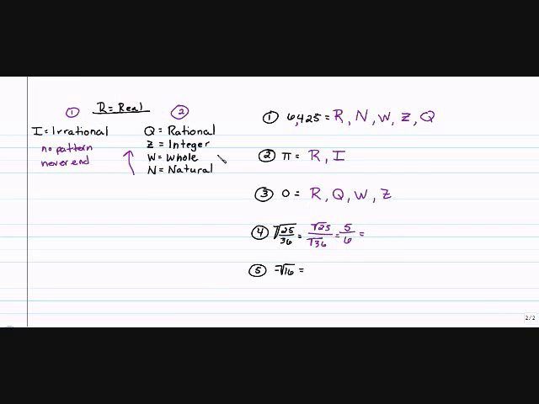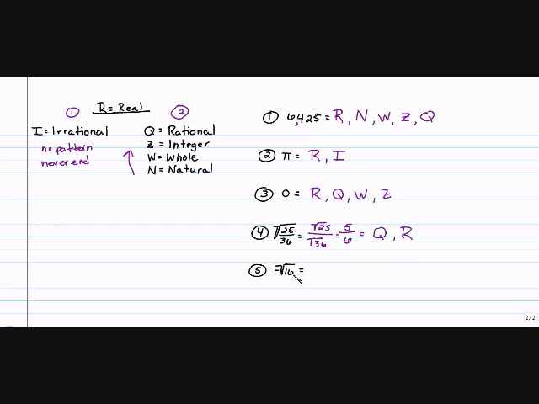So let's go ahead and start at the bottom of group number 2. Is it a natural number? 1, 2, 3, no. Is it a whole number? 0, 1, 2, 3, 4, 5, no. Is it an integer? Positive and negative whole numbers? No, it's a fraction. So the only one left is Q. That's a rational number, and it's definitely a real number. Let's go to the next one.